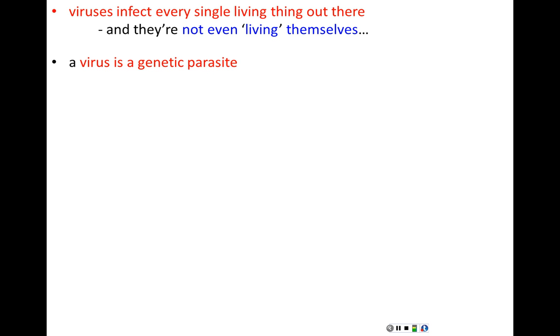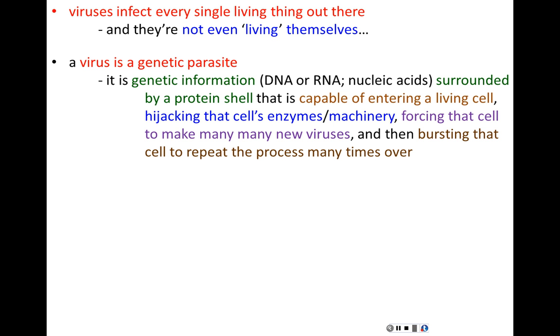Instead, a virus is really nothing more than a genetic particle or a genetic package. And the genes of the virus survive and thrive, if you want to think of it that way, at the expense of a host cell. So a virus is nothing more than genetic information. It can be DNA or RNA, some type of nucleic acid, surrounded by a protein shell. And the virus is then capable of either entering a living cell or injecting its genetic material into that cell. That genetic material then hijacks the cell's own enzymes and machinery, forcing that host cell to stop doing what it's doing for itself, but instead make many, many new viral genomes and many, many new virus proteins, protein shells.